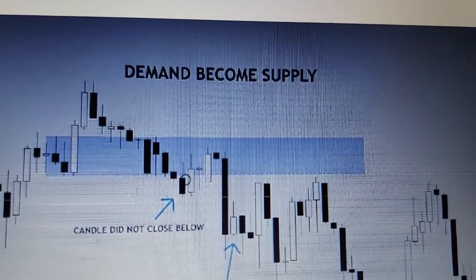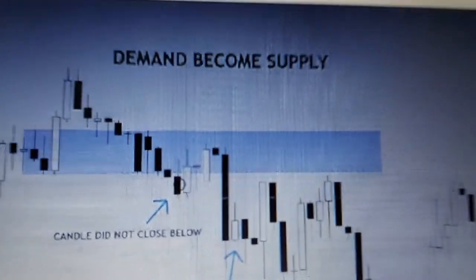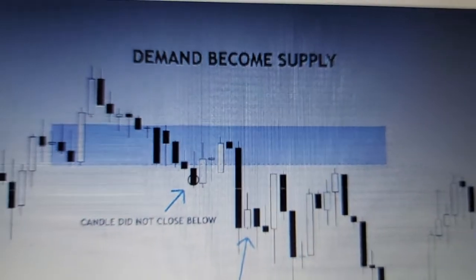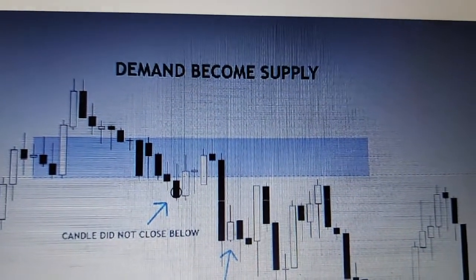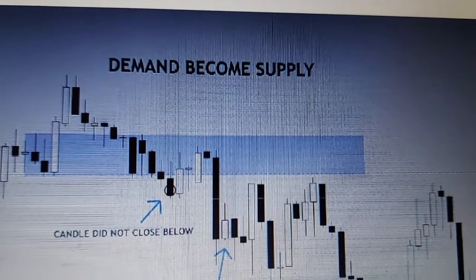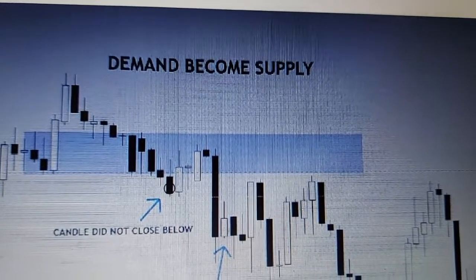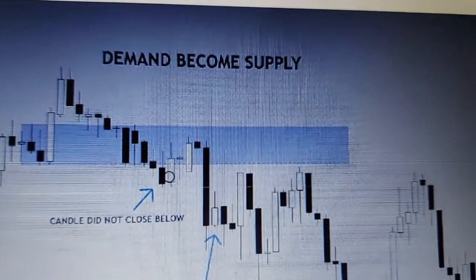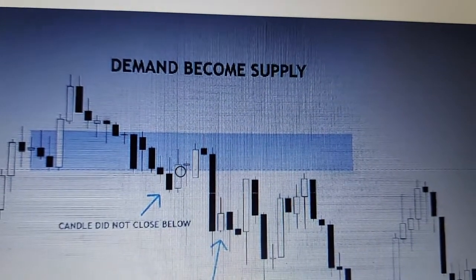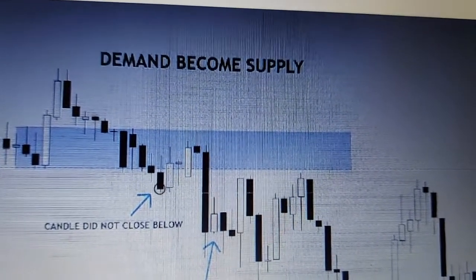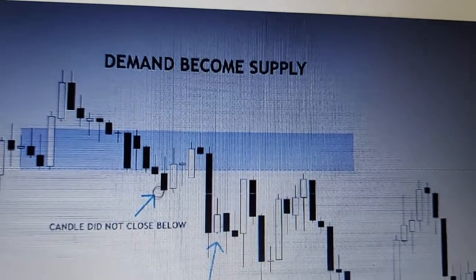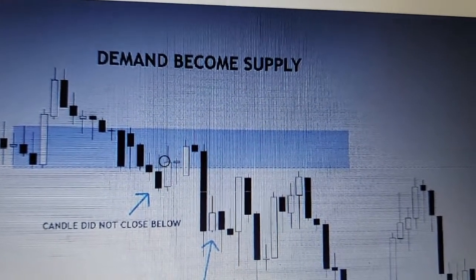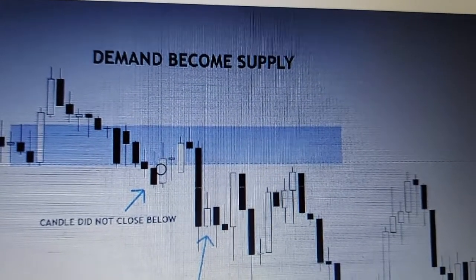How? Because the body of this candle has already closed below the zone. So whenever this happens in these kinds of scenarios, we do not look any more for buys. We wait and look at the price action, and then you can see this candle has already given us a very good signal that the demand may become supply in the near future.